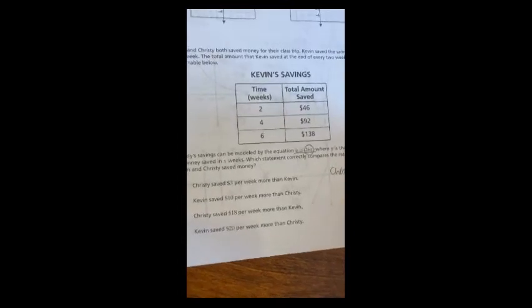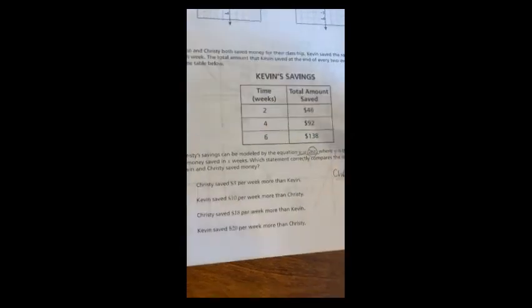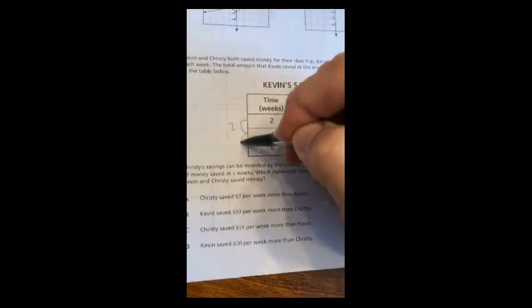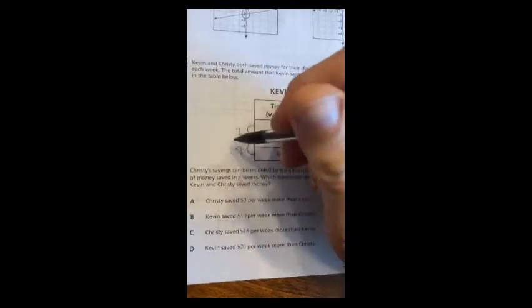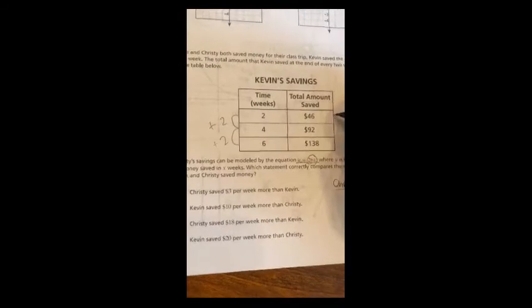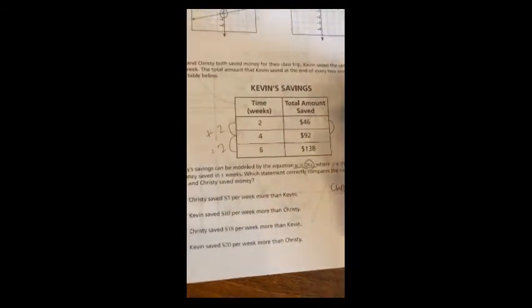We have to see how much Kevin is saving, and then we can compare them. Kevin, every 2 weeks, right? 2 to 4 is 2, 4 to 6 is 2. Every 2 weeks, plus 2, he is saving 46 to 92. We got to do a little math here.